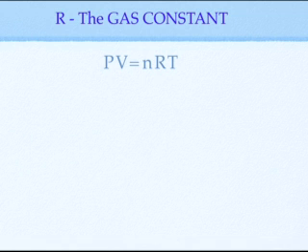Let's rearrange it here and you can get a better idea. If we take that equation and put R all by itself, so we're solving for R, you get an equation for the gas constant: PV over NT.